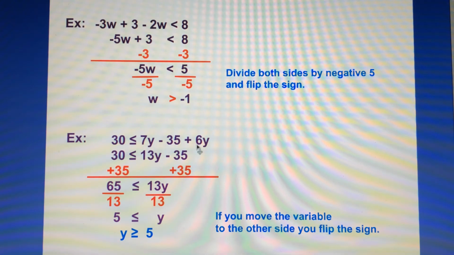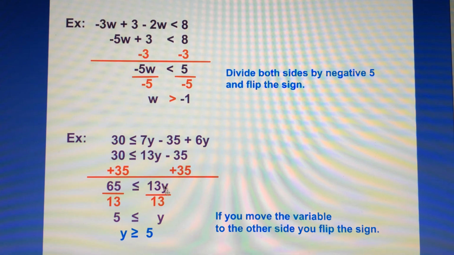Again, I have like terms. Like terms means that you have the same variable and you have the same exponents. In this case, there is no exponent, which makes it the invisible one exponent. 7y and a positive 6y, 13y, minus 35. Add 35 to both sides.